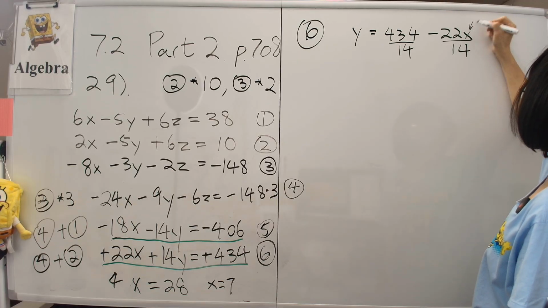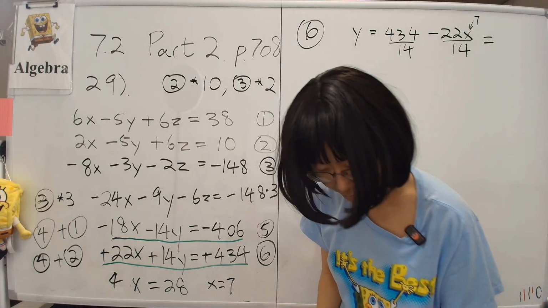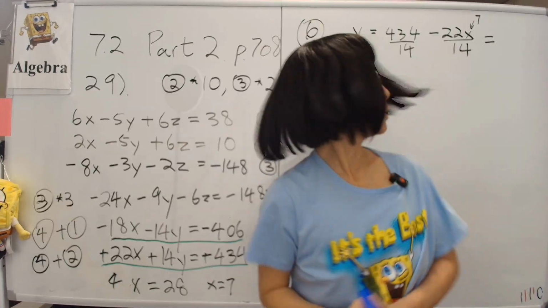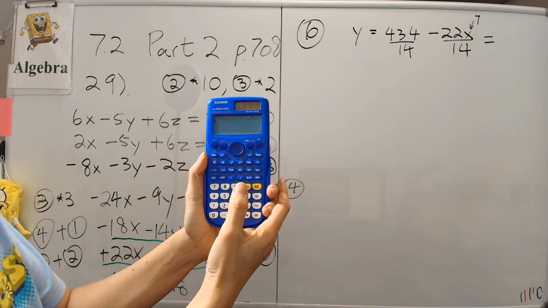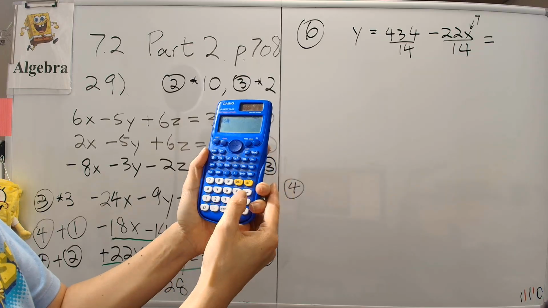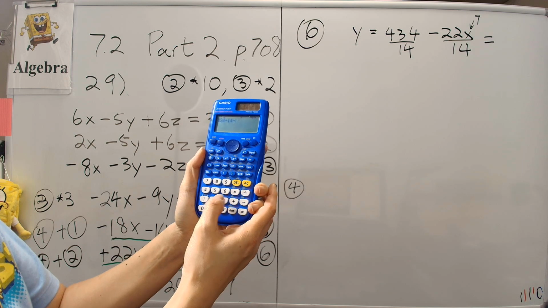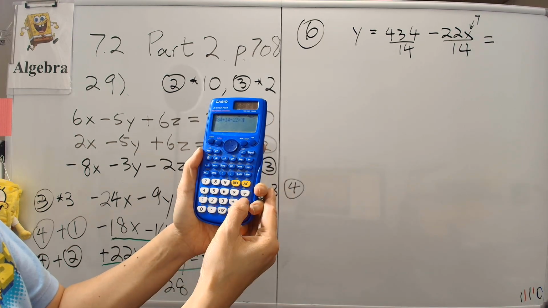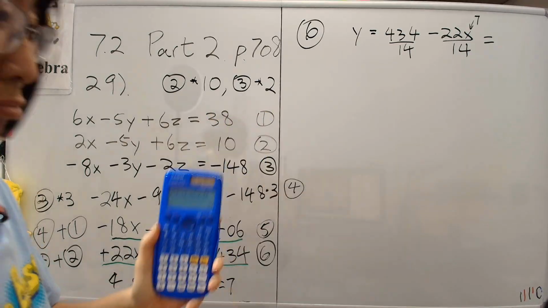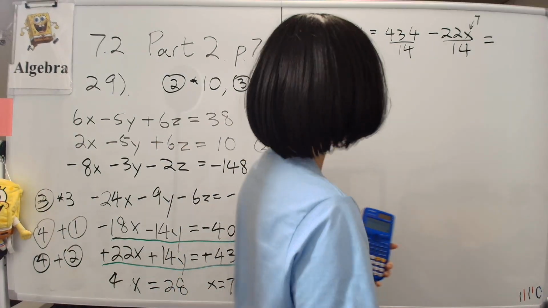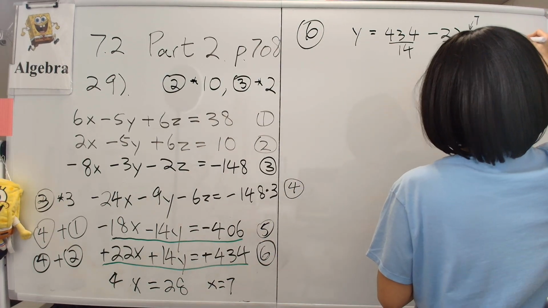Okay, so x is 7. And we'll just use the calculator and figure out what that is. If x equal to 7, let's crank that thing out. Let's clear out my calculator. So we have 434 divided by 14 and minus 22 times 7 also divided by 14. That equals 20. Let me see, is y 20? Yep, it is correct. Y is indeed 20.